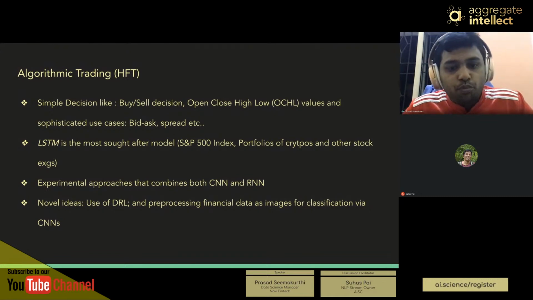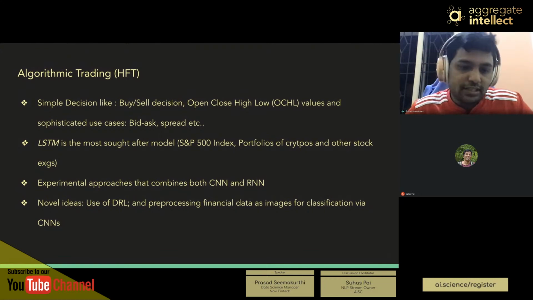Most of the papers have used LSTM as a technique to develop the model, again due to the fact that the underlying data follows time series patterns, and in a lot of real world use cases people have used LSTM. For example, people try to predict the index value of the S&P, portfolios of cryptocurrencies, etc. And this is an interesting area.